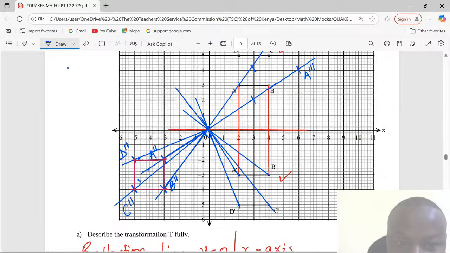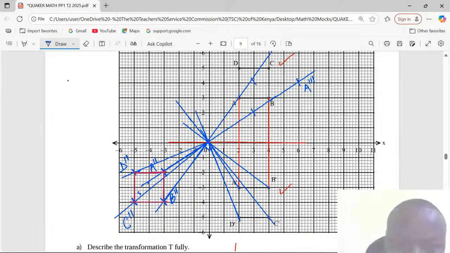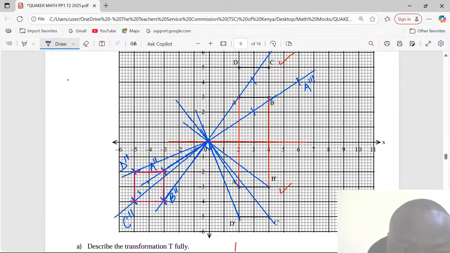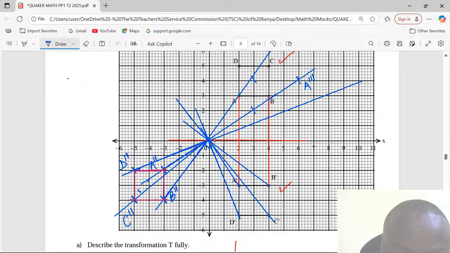Let me now go for D and C. So I connect D to the center, then I move to the opposite side. I'm supposed to move twice also. So from D to the center, the first one should be here. Then the second one should be here. So this is where D triple prime is supposed to be. Yeah, D triple prime that way.